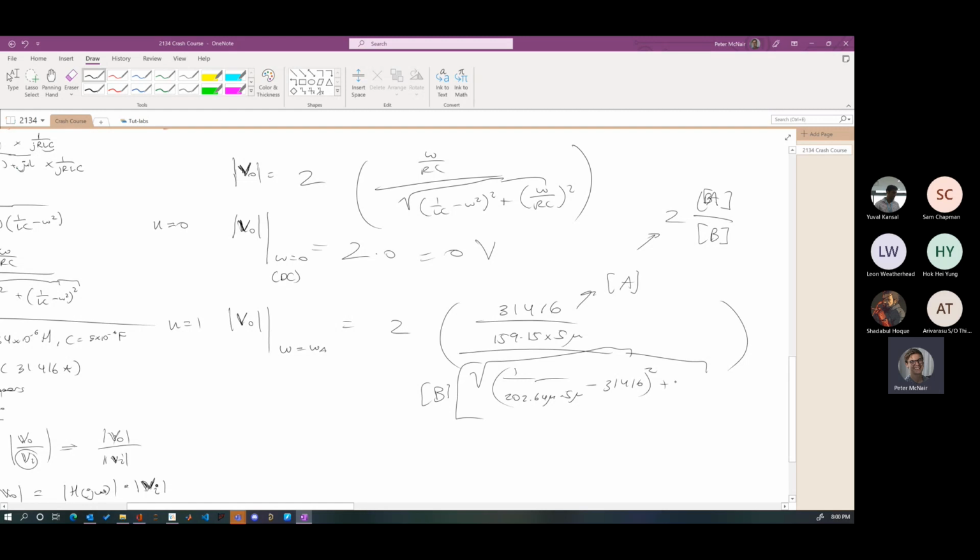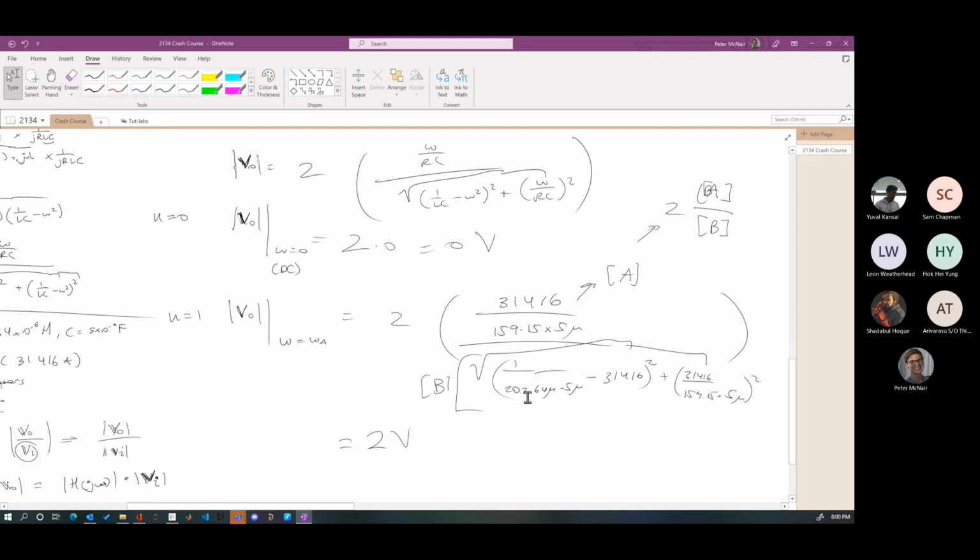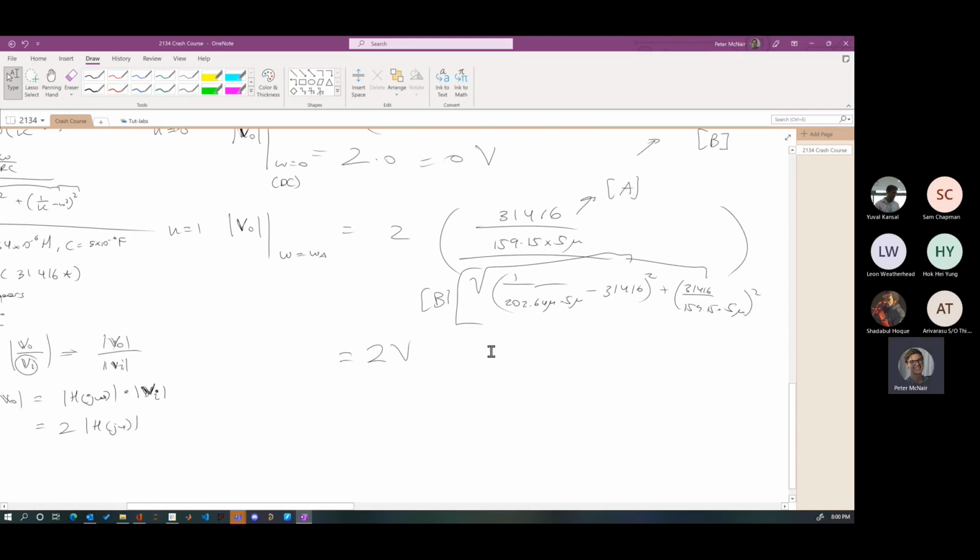And then this is plus 31416 on 159.15 times 5 micro, squared, etc. So feel free to work that out if you want. I've already done it. It's about 2 volts. So that's when it's at its maximum.